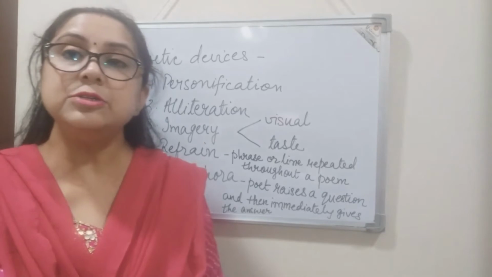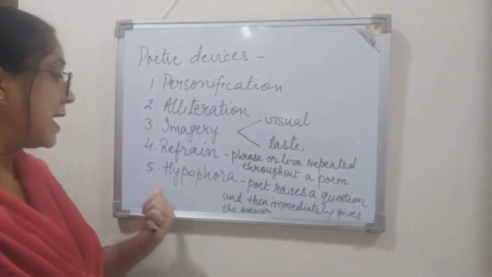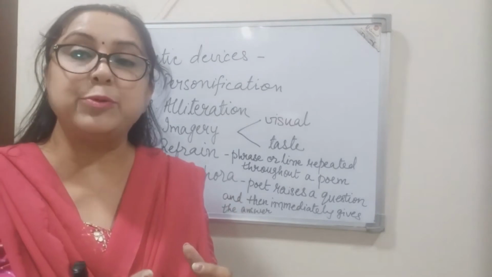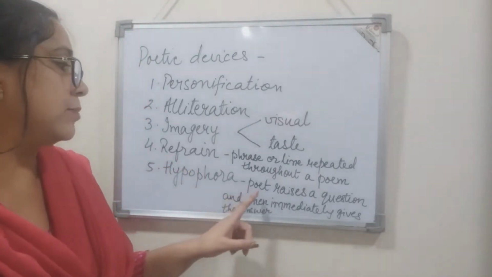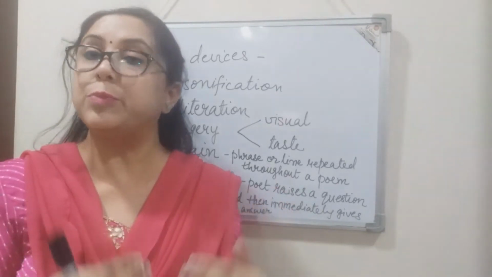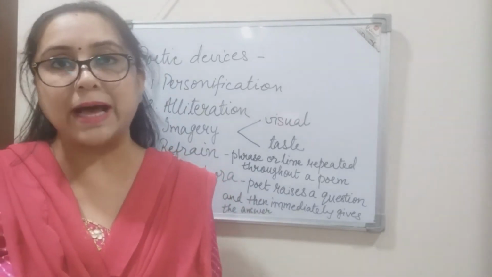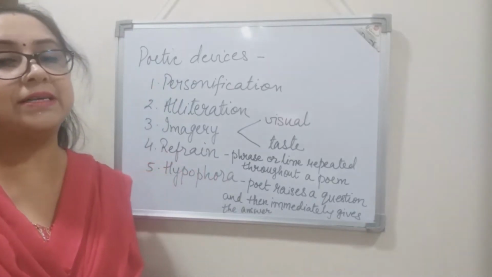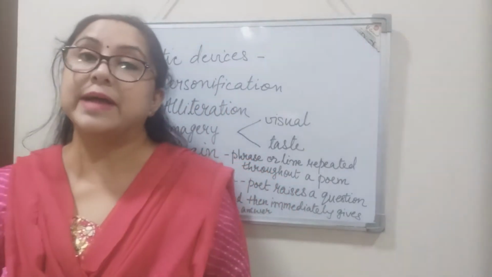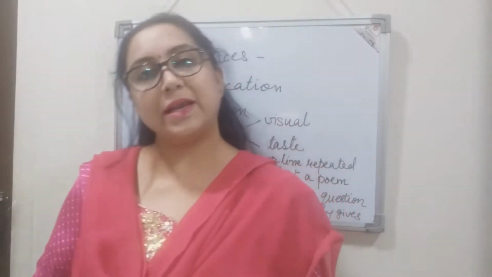And the other new poetic device that we will come across in this poem is Hypophora. What is Hypophora? It's a poetic device where the poet raises a question and then immediately gives the answer. So the poet puts up a question and immediately he gives the answer to that question. So these are the poetic devices which we'll come across in this poem, right? And as far as the rhyme scheme is concerned, there is no rhyme scheme in this poem, right? So now let's start with the poem.